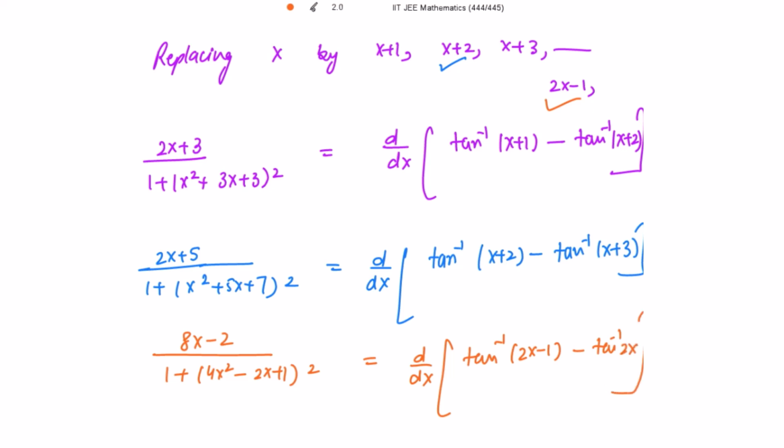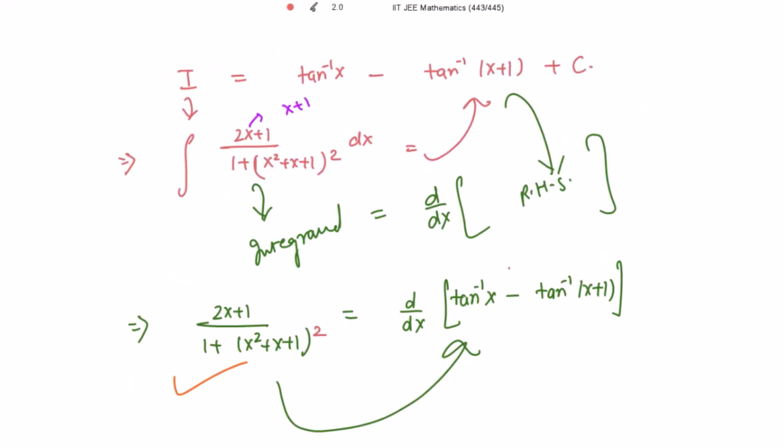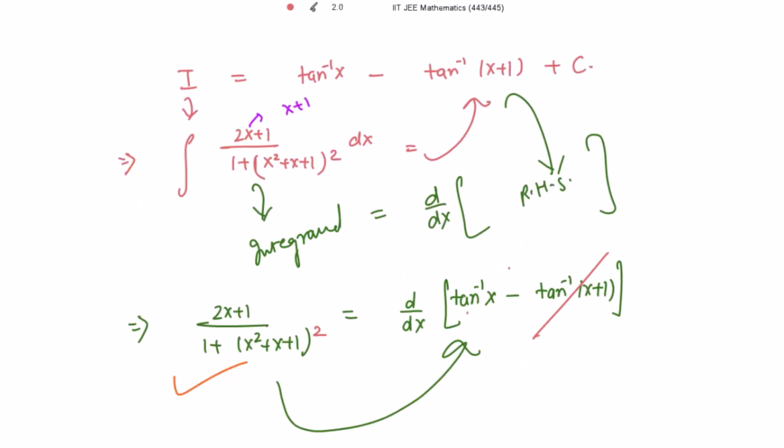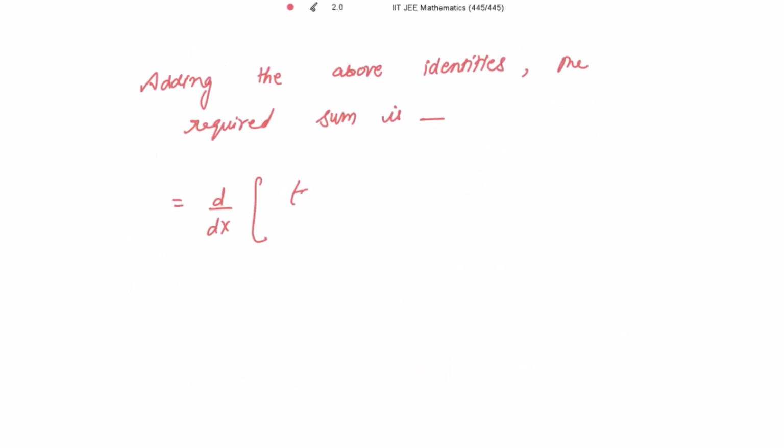And now we just need to add this term and all the rest of the terms to get the sum of the series. This is d by dx of... Alright, the second term is cancelled out with this term, then this term is cancelled out with this, then this with so on, and we are getting this also to be cancelled out with the previous term. And we are left with tan inverse x and tan inverse 2x, right? So d by dx of tan inverse x minus tan inverse 2x.